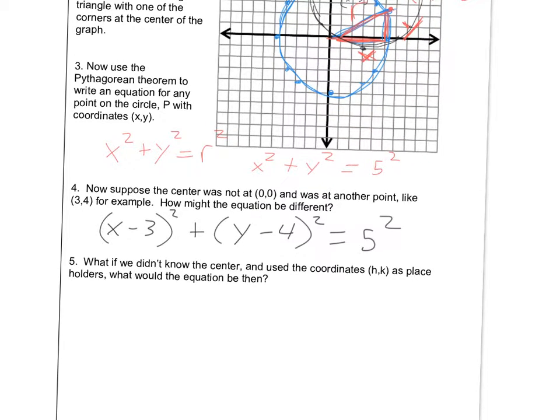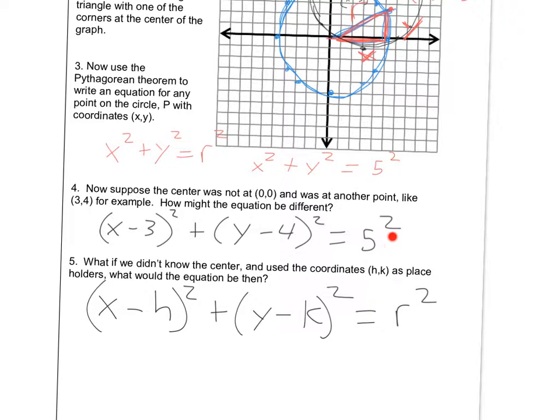And then the next step here says, what if we didn't know the center and used the coordinates h, k as placeholders? What would the equation be then? And let's also say we don't know the radius. So instead of 3 being the center, we could say h is the x value of the center. So we say x minus h squared plus y minus k squared equals whatever the radius is squared. Because remember, that 5 was just the radius. And so what we have here is actually the equation of a circle.